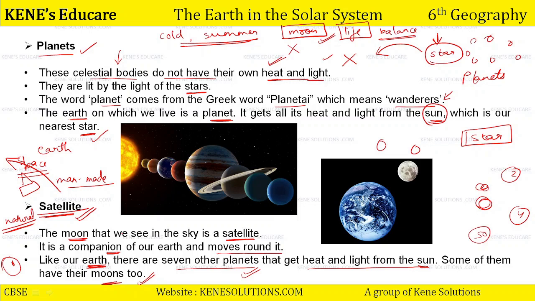So these natural satellites play a very important role in the balance of one planet, and that is why these natural satellites play a very significant role in the existence of planets, and that is why we study about them, and that is why we call them satellite. They provide us with some purpose. They are our companions. They help us to sustain and grow. Okay, that is why we call them satellite.